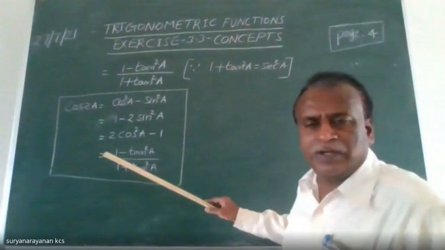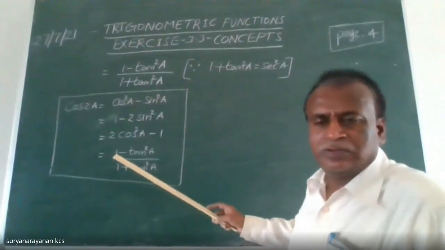Maria, it's your turn. Yes, sir. Cos 2A is equal to cos square A minus sin square A. Cos 2A is equal to 1 minus 2 sin square A. Cos 2A is equal to 2 cos square A minus 1. Cos 2A is equal to 1 minus tan square A by 1 plus tan square A. Very good, Maria.